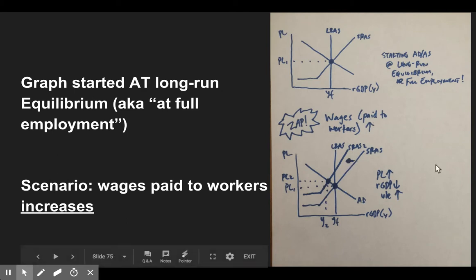And so that's what we see on this graph down here. We started at our long run equilibrium. When we shift SRAS, it gets a little confusing because you want to shift both ranges here, the horizontal and the intermediate. That's our short run curve.